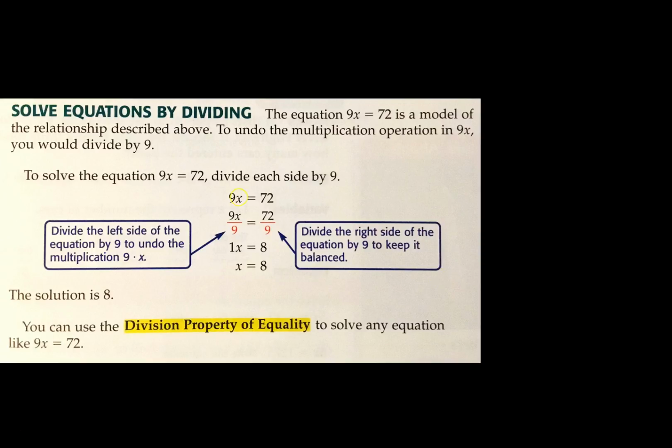All right, so if I have 9x equals 72, I can divide each side by 9. So divide the left side of the equation by 9 to undo the multiplication. So these two will cancel. Then I will do the arithmetic on this side. Divide the right side by 9 to keep it balanced. So 72 divided by 9 is 8. This will come out to 1x, and usually mathematicians just skip that step, but you can if you want to. x equals 8.